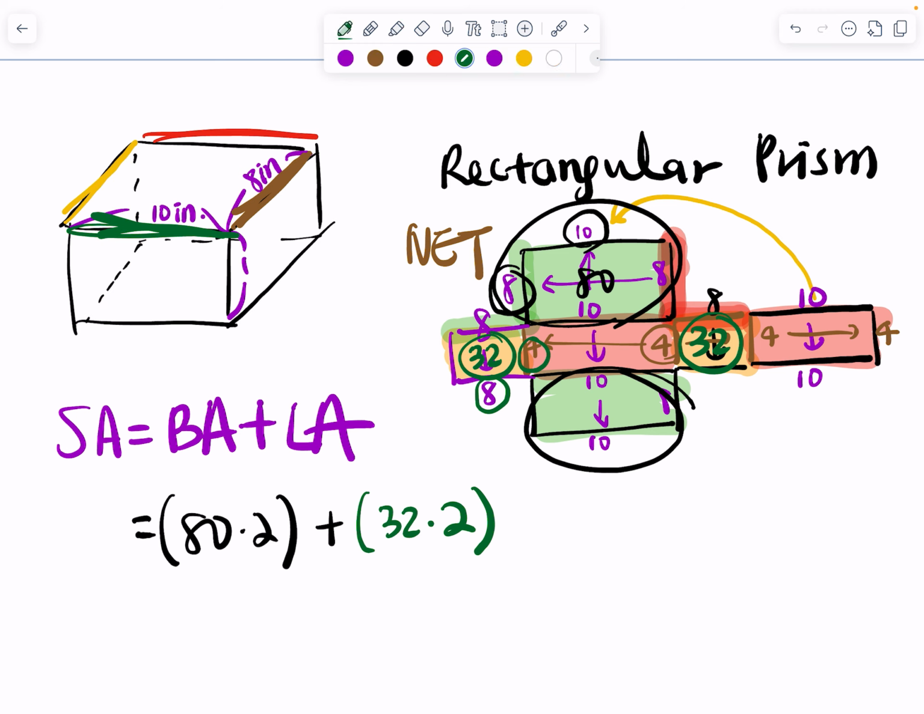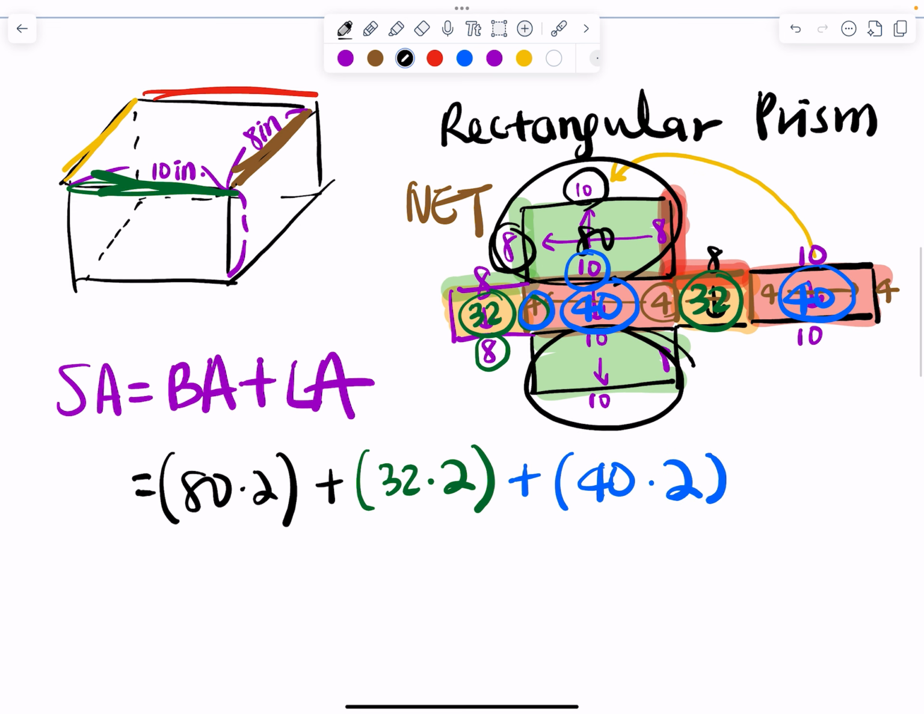So let's set that up. Include that in our calculation. Plus, what was the area? It is 4 by 10. It's 40 here. So is this. Right here, 40 times 2. You get it? All right, so this gives you 160 plus this gives you 64 plus this gives you 80.